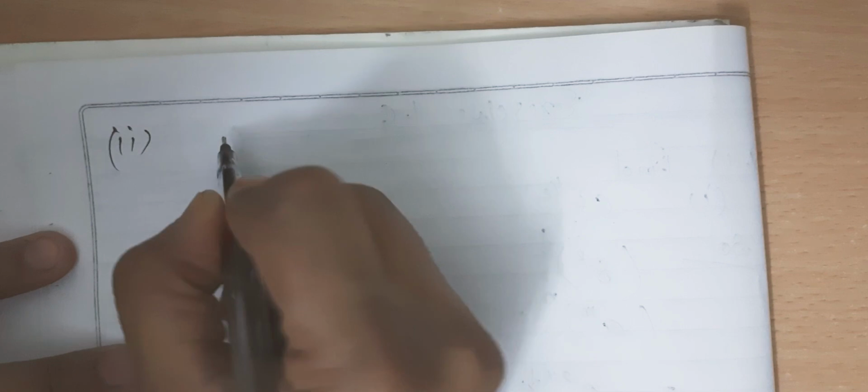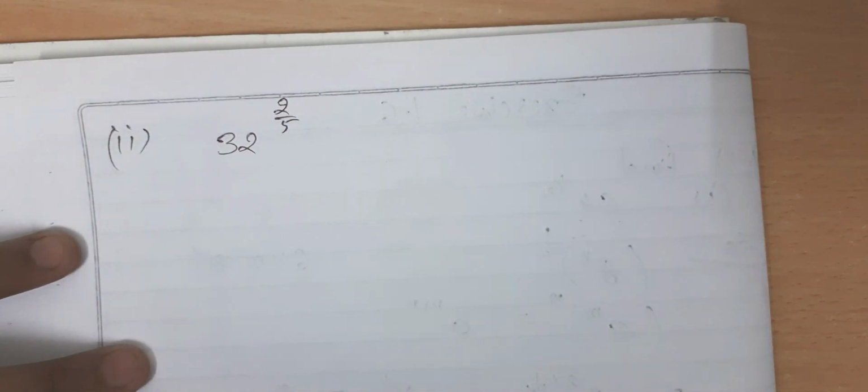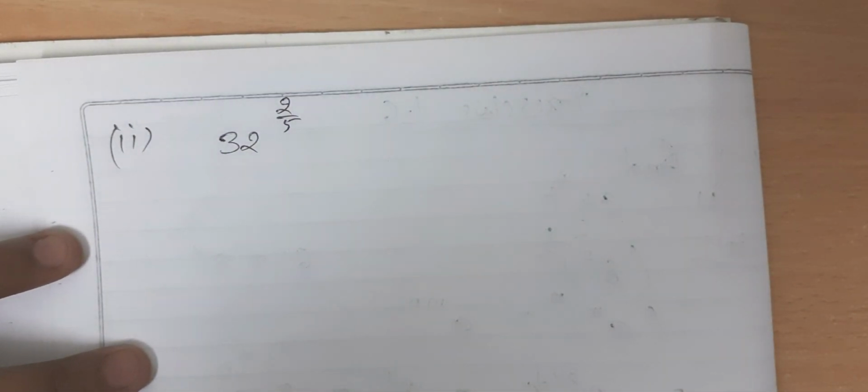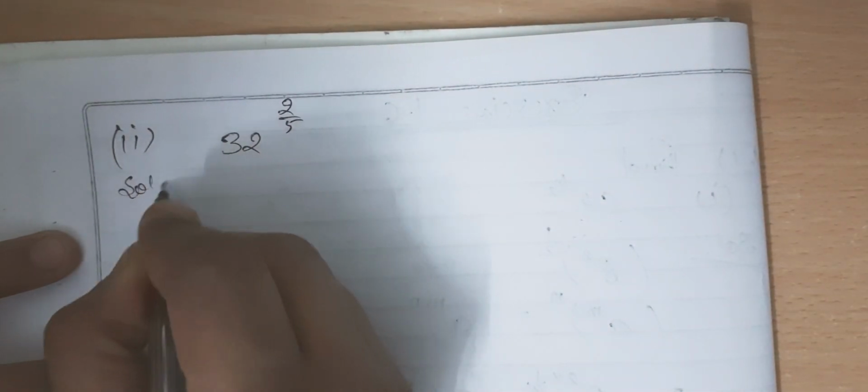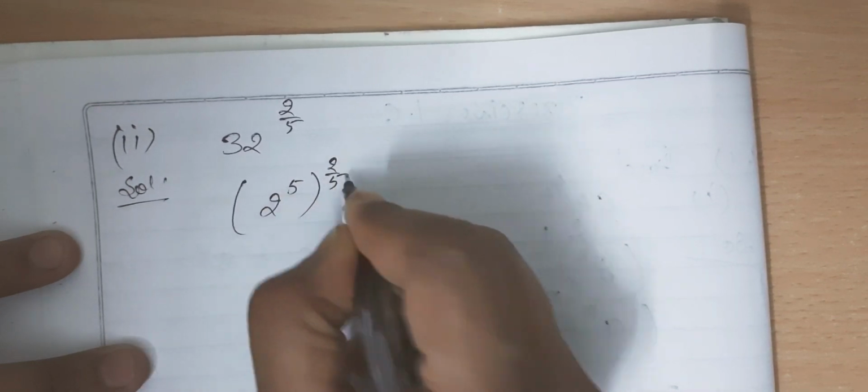Second part is 32 raised to the power 2 by 5. Just now in the previous question, question number 1, second part, we have seen that 32 can be written as 2 raised to the power 5. So in place of 32, we can write 2 raised to the power 5, and then the whole power 2 by 5.